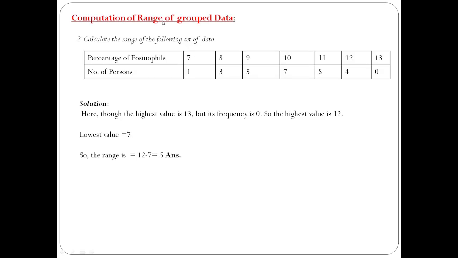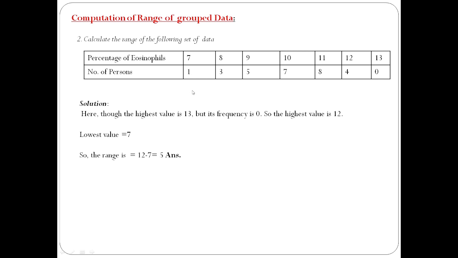So how is the range calculated from grouped data? Grouped data are those where the data is represented in terms of its variable as well as its frequency. Here is the technique to calculate the range of grouped data. You can find that the percentage of eosinophils is given in one row and the number of persons with this eosinophil count is given in another row. This is my variable x and this is the frequency f.